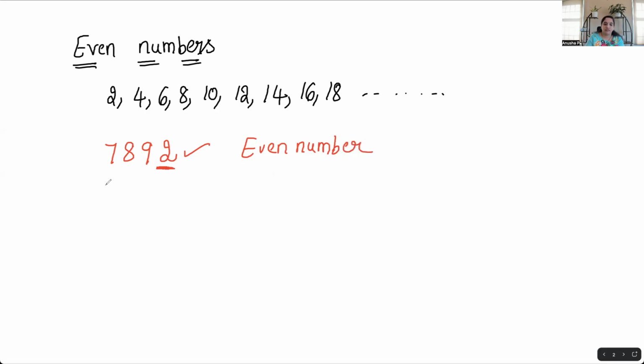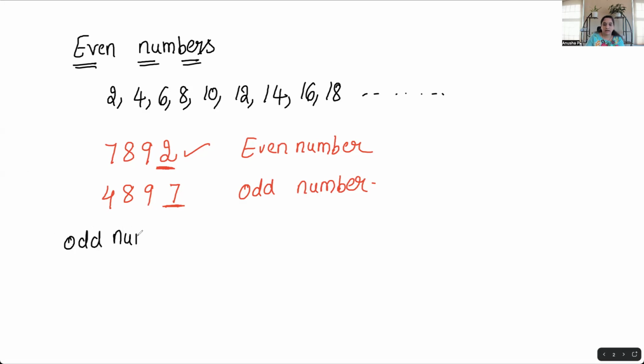Now, if you have 4897, here check the ones place. Does the ones place end with 0, 2, 4, 6 or 8? No, because it is 7. So this number we'll call an odd number. So let me discuss with you what is an odd number.